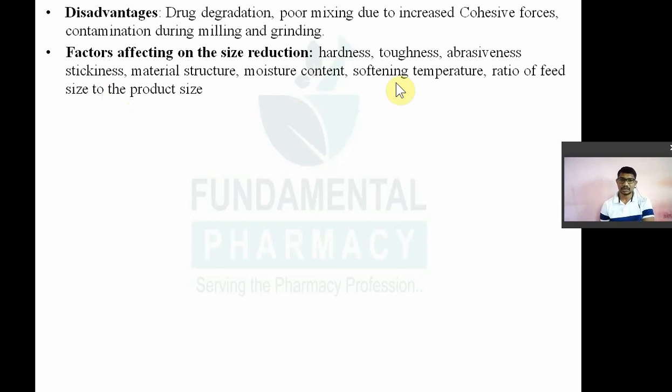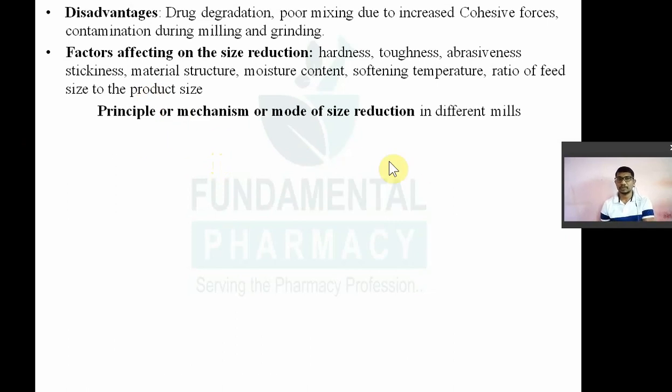Material structure, moisture content. Again, remember over here, moisture content is also an important factor. For optimum size reduction, moisture content should not be more than 10%. Remember this line, write down. So moisture content for size reduction should not be more than 10%. Then softening temperature, ratio of feed to the size of product. मतलब कितना मटेरियल साइज रिडक्शन के लिए मिल में डालना है और प्रोडक्ट क्या निकलेगा उसका रेशियो भी. So ratio of feed size to the product size is also important. These are the factors which will affect your size reduction.